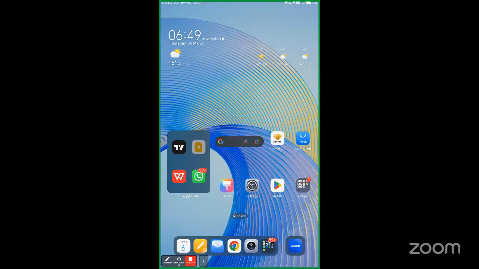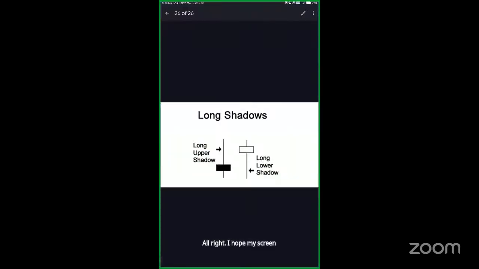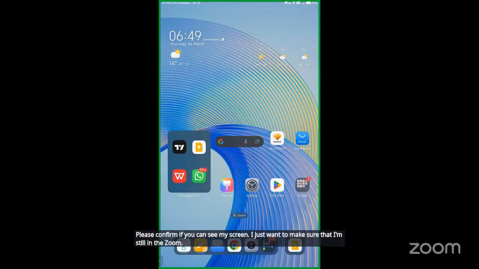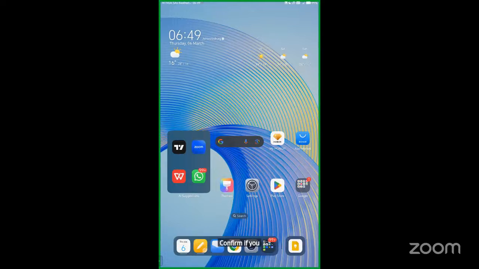All right. I hope my screen is visible. Can you see my screen? Please confirm if you can see my screen. I just want to make sure that I'm still in the Zoom. Confirm if you can see my screen.